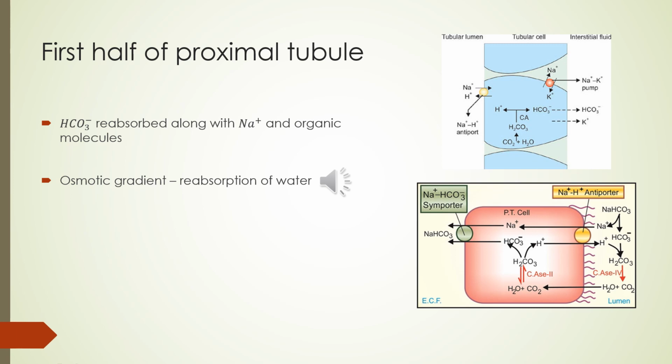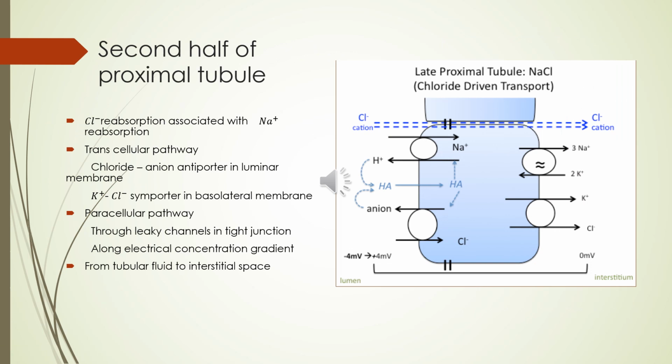And simultaneous reabsorption of sodium bicarbonate and organic solutes from the proximal tubular fluid establishes an osmotic gradient. So there, reabsorption of water too occurs. The sodium reabsorption in the second half of proximal tubule is associated with chloride reabsorption, and this occurs via the transcellular pathway and paracellular pathway. So why this sodium reabsorption is coupled with chloride ion is because of two reasons.